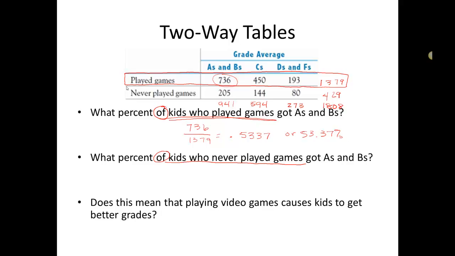Next question says, what percent of, remember that's our keyword, of kids who never played games got A's and B's? So that would be kids who never played games. We're blocking off those guys. We're conditioning on that. That means my denominator is going to be that total for the row that we're conditioning on, so 429. And we're interested in the kids that got A's and B's, so we're going to use the number for that, which is 205. So if I take 205 divided by 429, I get 0.4778, or 47.78%.